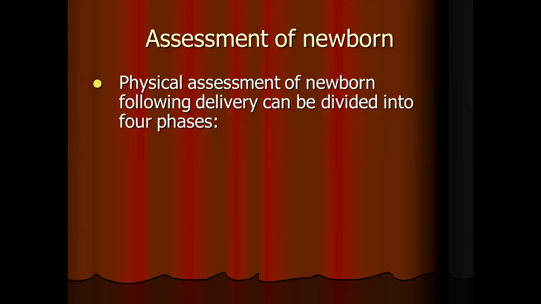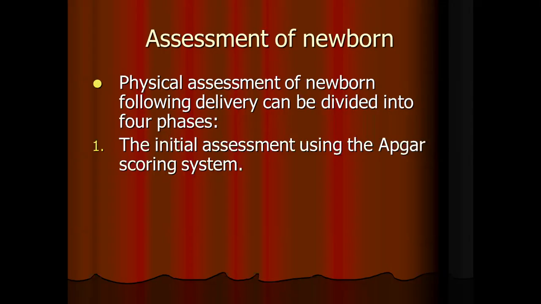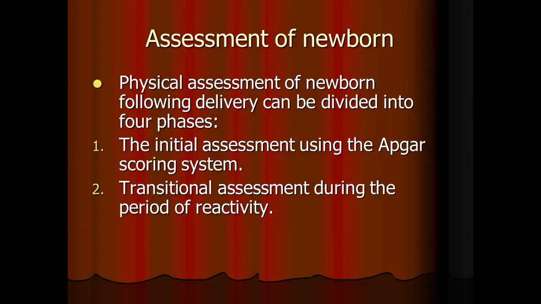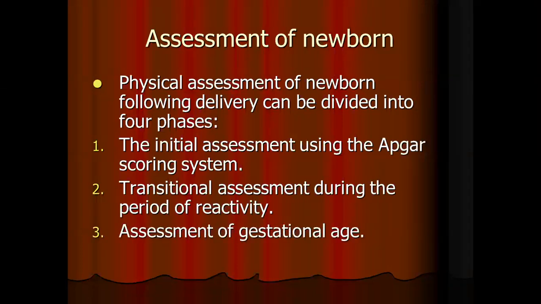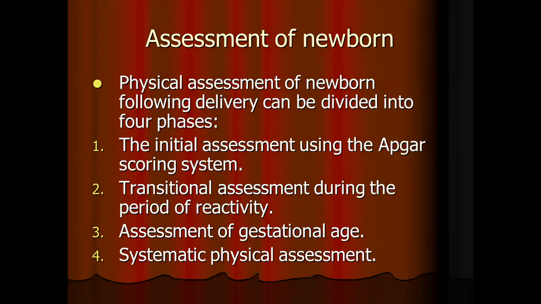Physical assessment of the newborn following delivery can be divided into 4 phases. The first one is initial assessment using the Apgar scoring system. Second one is the transitional assessment during the period of reactivity. Third one is the assessment of gestational age. And the fourth one is systematic physical assessment, which we routinely do in the clinical postings. So these are the 4 types of assessment of newborn.